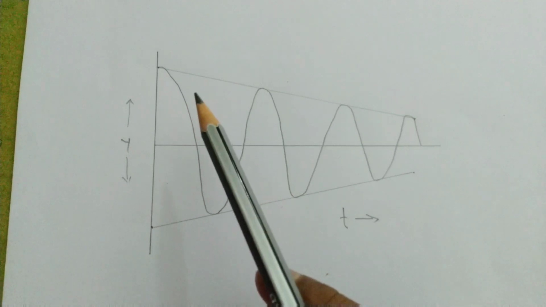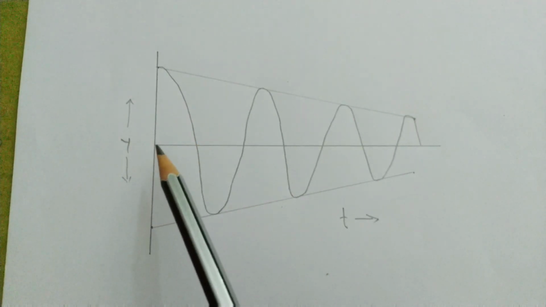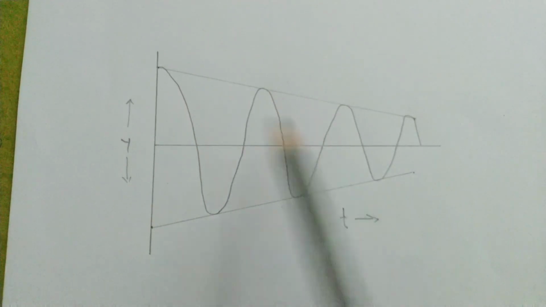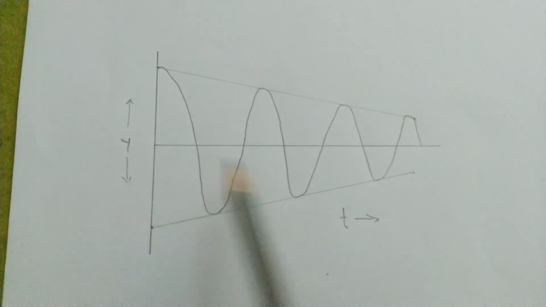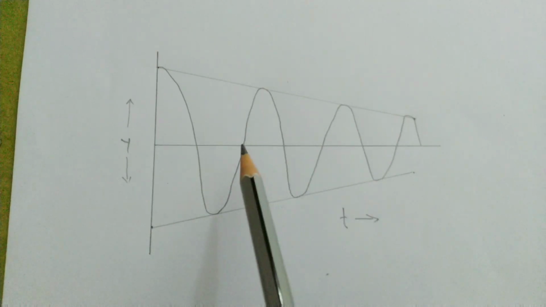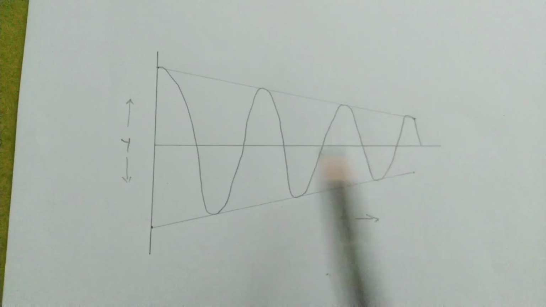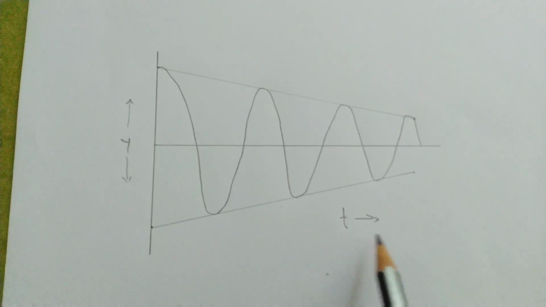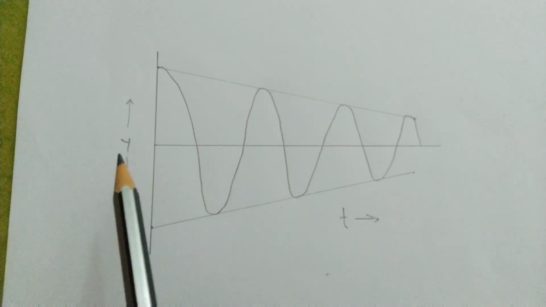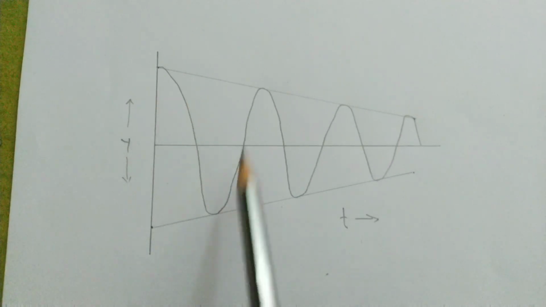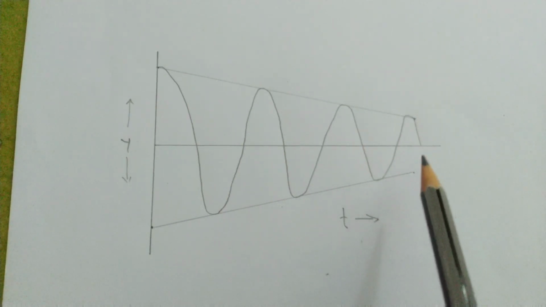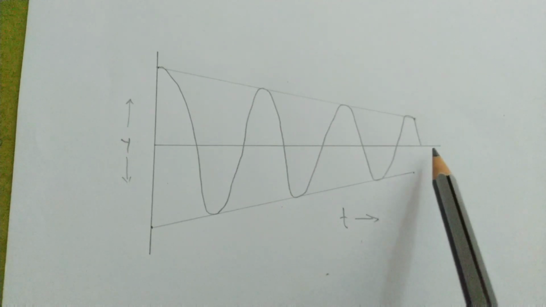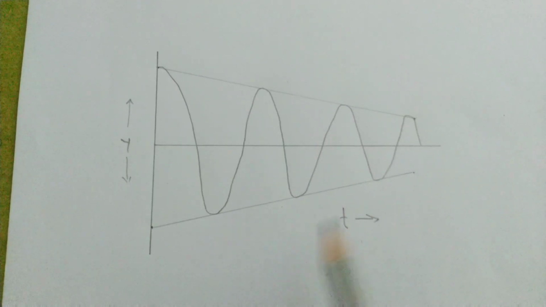This is the diagram for underdamping. At the initial position, the amplitude is maximum like this. After a certain time, the amplitude slowly decreases like this. The y-axis represents the amplitude and t represents time. If we draw a graph between displacement and time, we get a damped oscillator diagram. After a certain time, this will be equal to 0.